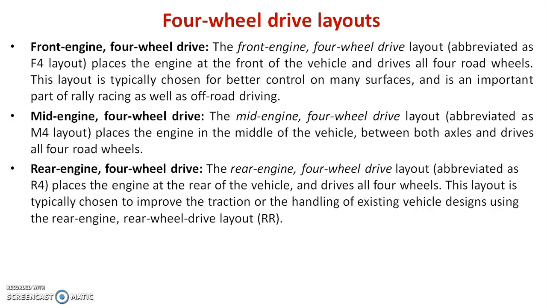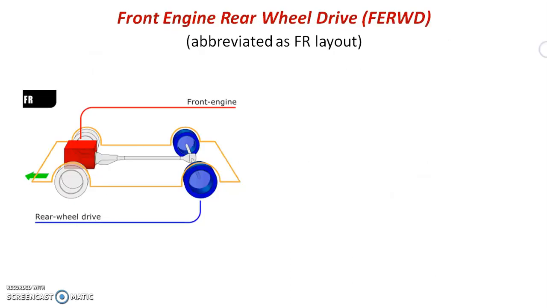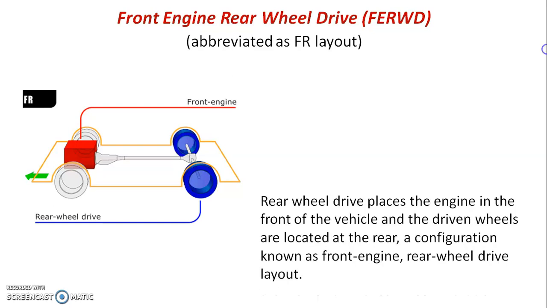This way, these are the three types under four-wheel drive layouts: front engine four-wheel drive, mid engine four-wheel drive, rear engine four-wheel drive. Let us see the details now with sketches, particularly front engine rear wheel drive. The figure shows this FERWD layout, abbreviated as FR layout, in which the engine is at the front and the rear wheel drive at the rear wheels.